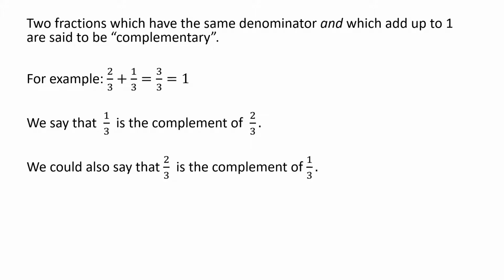Two fractions which have the same denominator and which add up to 1 are said to be complementary. So for example, 2/3 plus 1/3 equals 3 over 3, which is equal to 1. We say that 1/3 is the complement of 2/3. We could also say that 2/3 is the complement of 1/3.